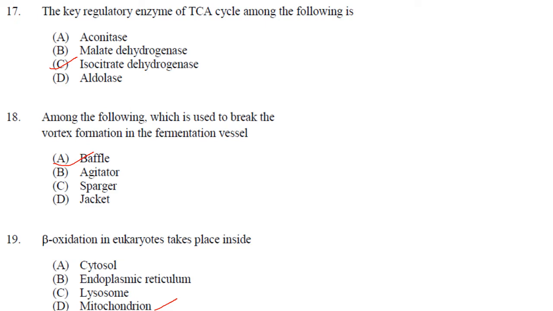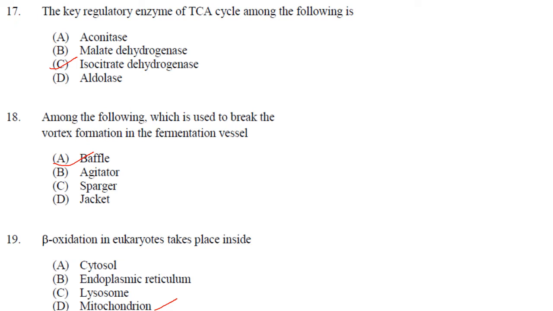So if this vortex is not broken, then what will happen is the fermentation media will spill out of the fermenter, and this may result in contamination as well as can lead to other different problems also. So it is important to break this vortex formation, and it is caused by impellers. Okay. And for this you use baffles. Baffles act as barriers which break the vortex.